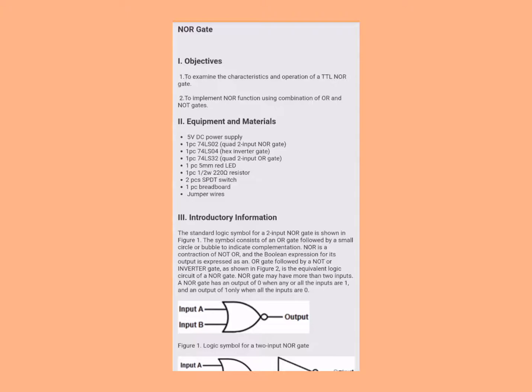For equipment and materials, we have a 5 volts DC power supply, one 74LS02 quad 2 input NOR gate, one piece of 74LS04, the hex inverter gate, one piece of 74LS32 quad 2 input OR gate, one piece of 5mm red LED, one piece of 220 ohms resistor, 2 pieces of SPDT switch, and one piece of breadboard and jumper wires.